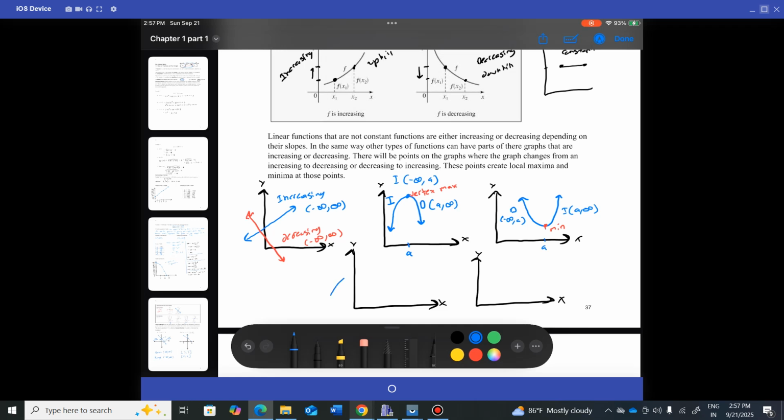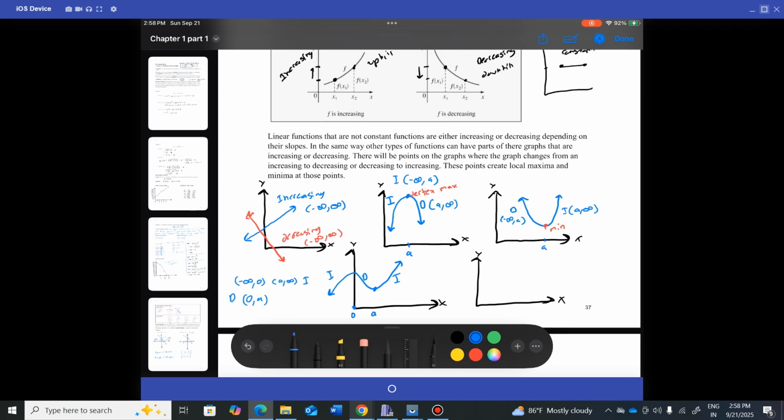Do a couple more. We'll do a cubic one. Okay. We have increasing, decreasing, and then increasing again. So we'll call this 0. We'll call this A. Right, so it's increasing from negative infinity to 0, and from A to infinity, and it's decreasing from 0 to A.